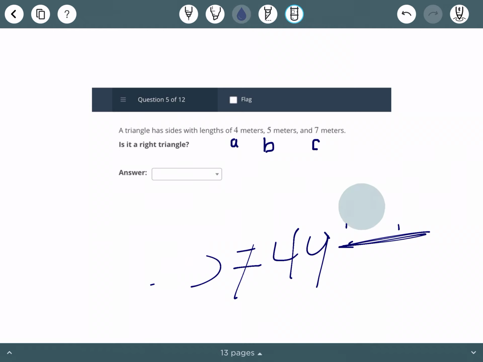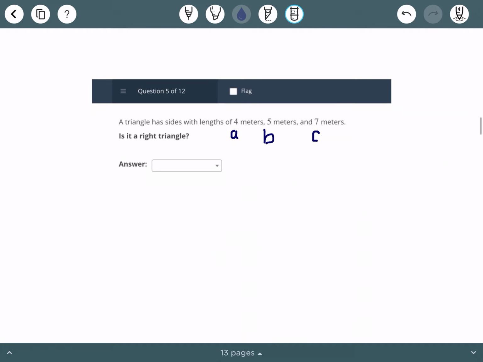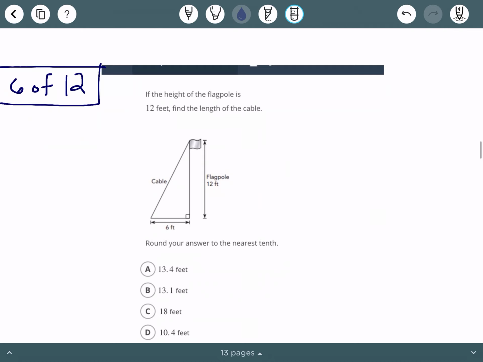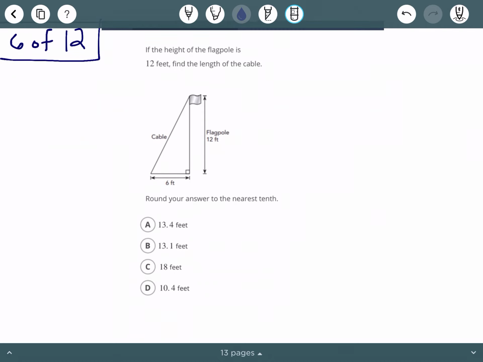All right. Let's have a look at number 6 out of 12. So this says, if the height of the flagpole is 12 feet, find the length of the cable. Round your answer to the nearest tenth. So you'll see right here that the cable is this side. You are given the height here, and you are given the measurement here.